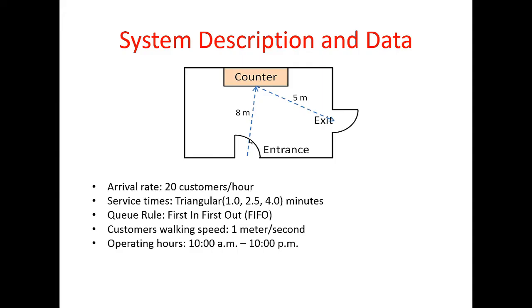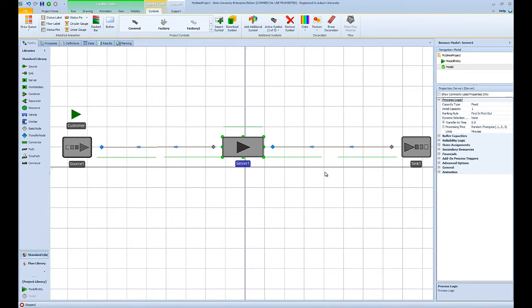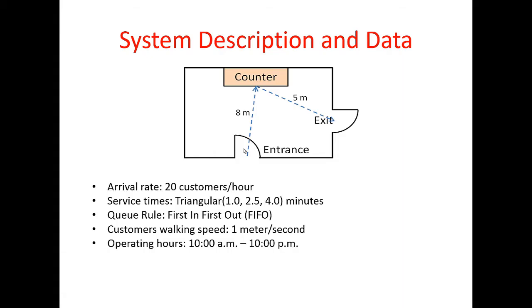So for our model, we know that the arrival rate is 20 customers per hour, and it follows a Poisson distribution. So that tells us that our inter-arrival times are exponentially distributed with mean 3 minutes. So what I'm going to do is change my inter-arrival time to exponential with mean 3 minutes. I also need to specify my service time here, which is triangularly distributed with parameters that are given here.